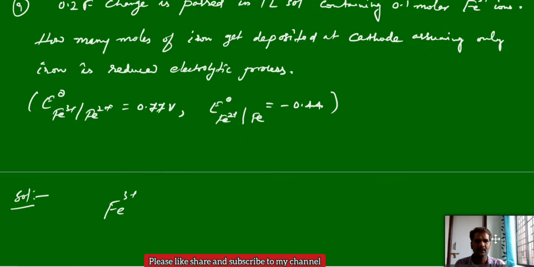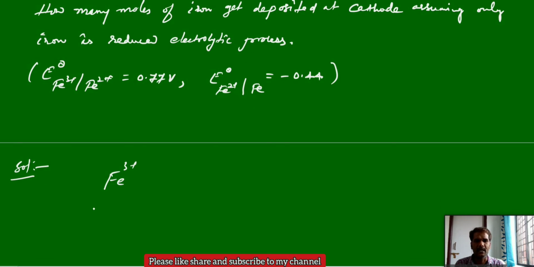How much amount do we have? 1 liter of 0.1 molar means 0.1 mole of iron 3 plus ions are there in that electrolytic solution. To that they pass 0.2 Faradays. This much current is passed.